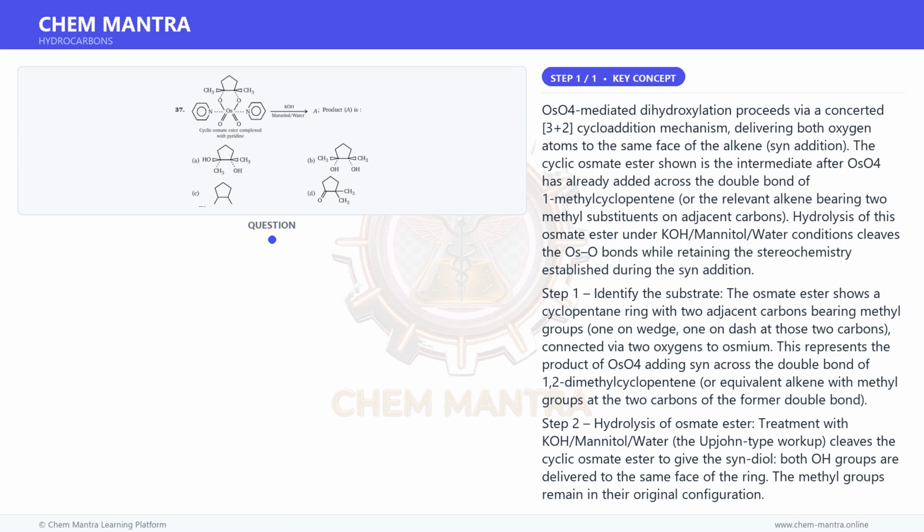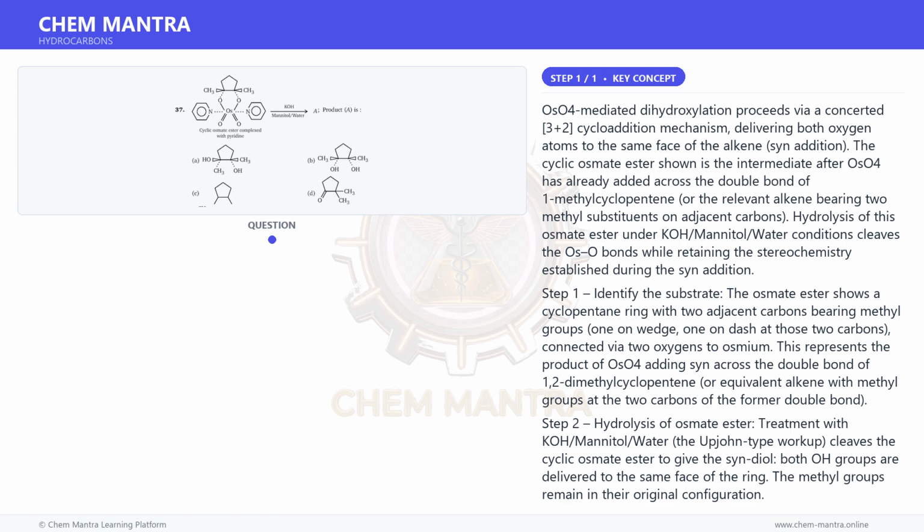The two methyl groups, being originally on adjacent carbons, with one on wedge and one on dash, remain as such. The product is the cis 1,2-diol where both OH groups are on the same face and both CH3 groups are present on the adjacent carbons. Step 4. Match to options.